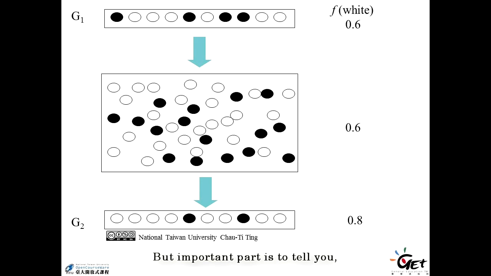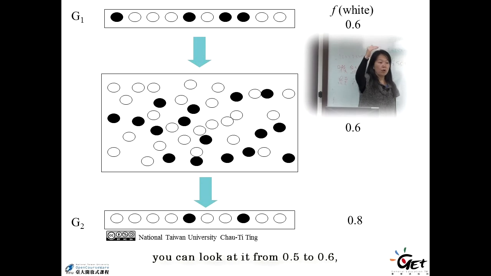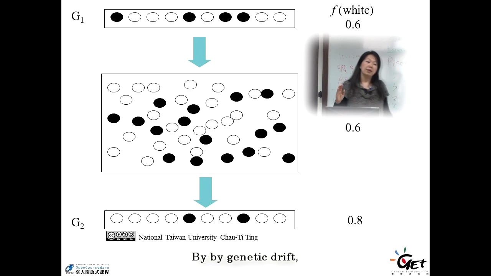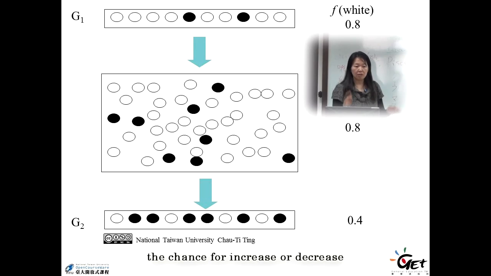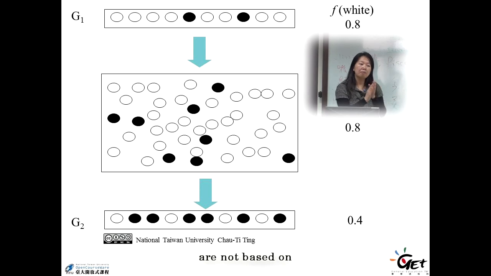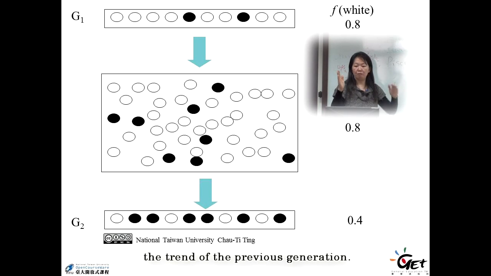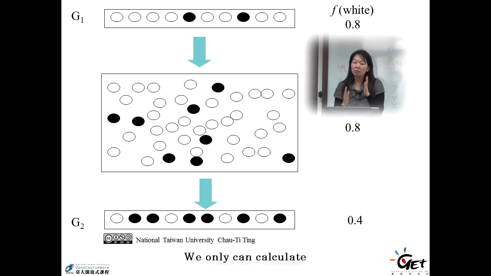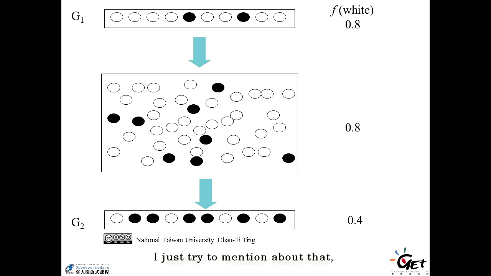The important part is that you can look at it going from 0.5 to 0.6, then 0.8, and think, oh, the frequency is increasing. But by genetic drift, the chance of increasing or decreasing is not based on the trend of the previous generation. Every generation is an independent event. We can only calculate the probability of a certain frequency in the next generation. I just wanted to mention that.